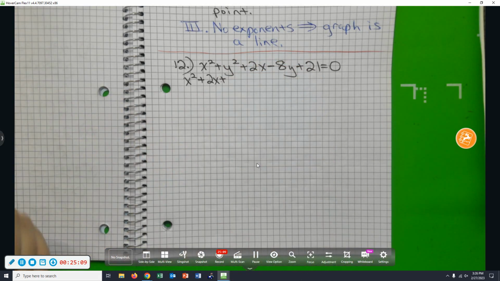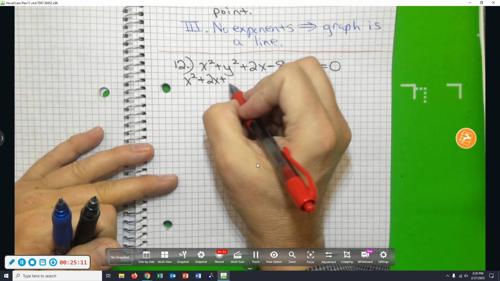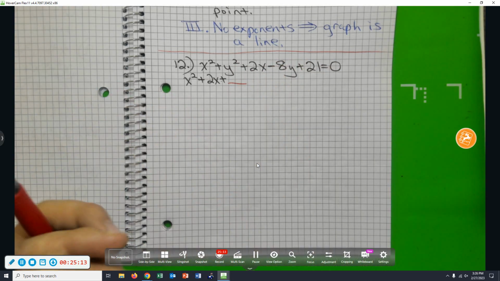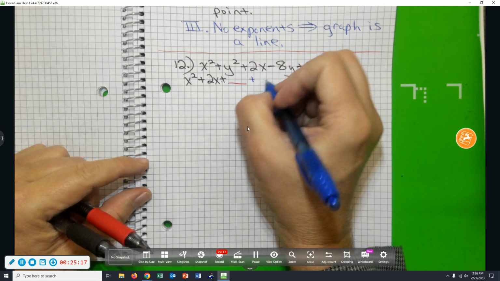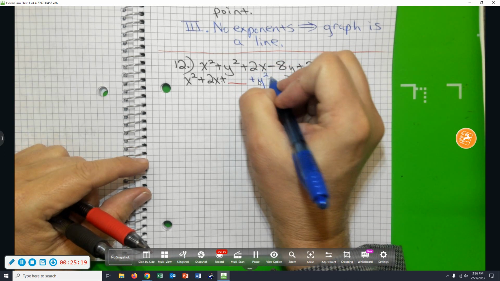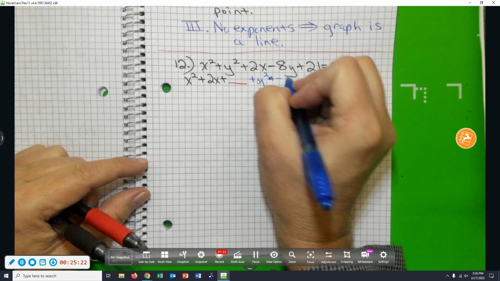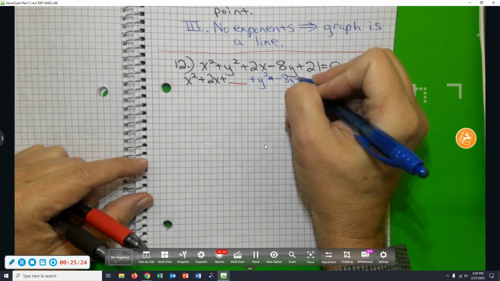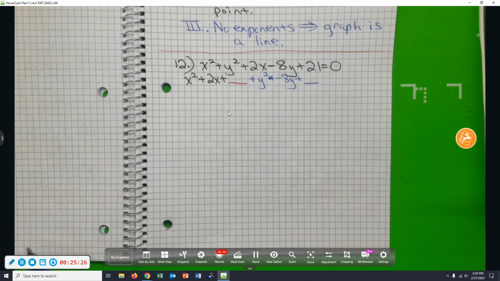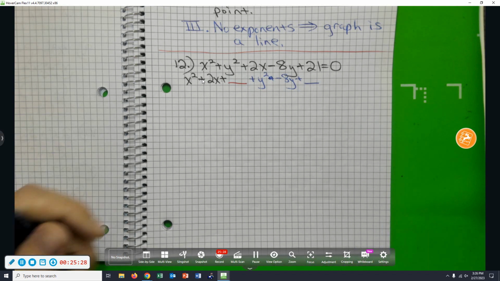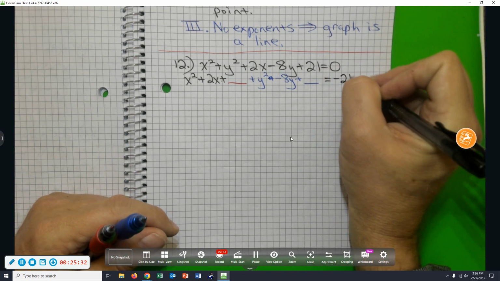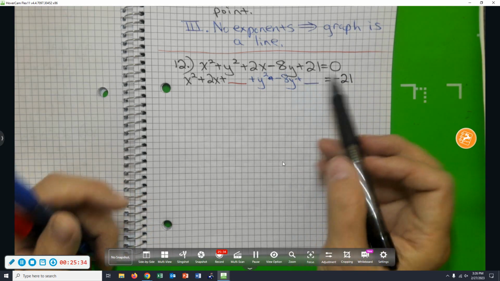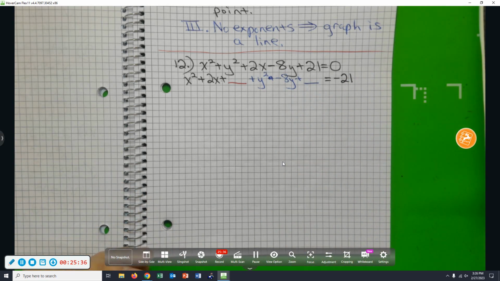plus a blank, so we'll just put a black. I'll do a red one right there. And then I put my y terms together, my y squared minus 8y, plus a blank. When you're doing that, make sure you're taking the sign in front of the thing. You almost messed up there. Move the 21 over, it becomes a negative 21.